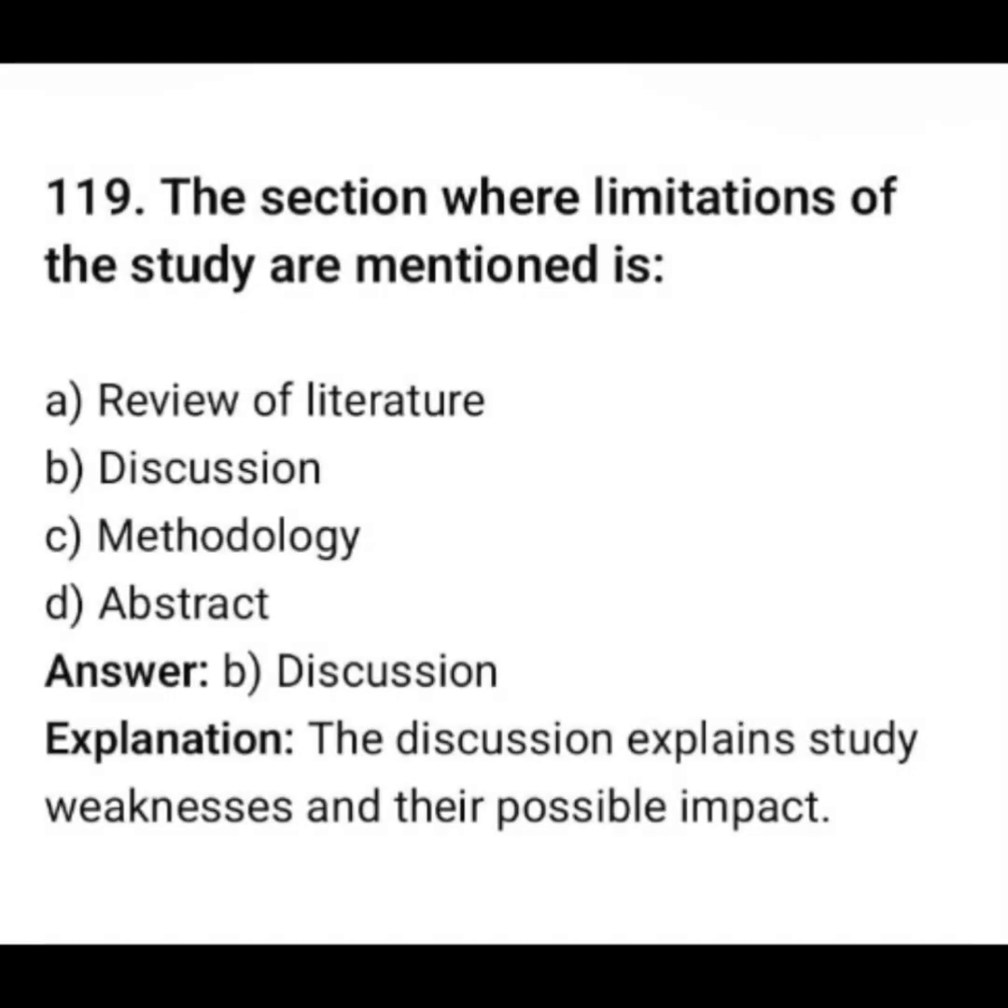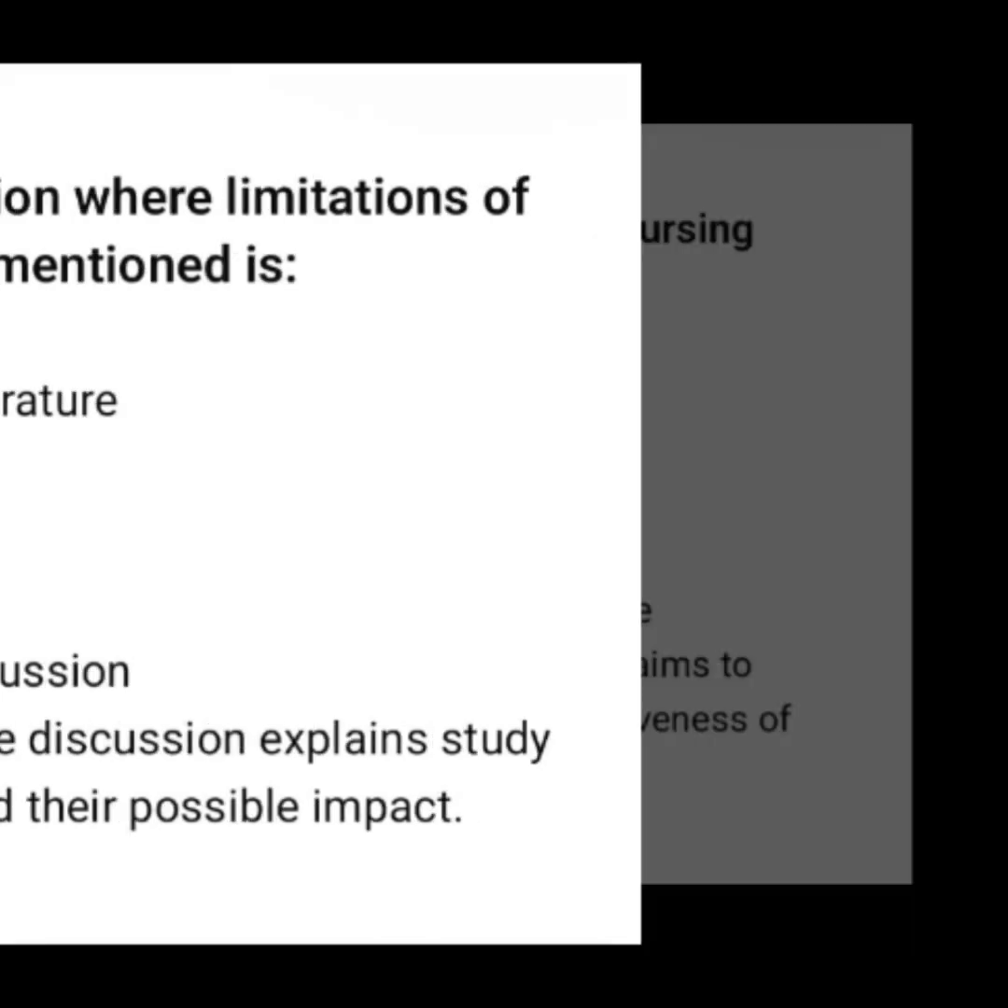The section where limitations of the study are mentioned is review of literature, discussion, methodology, abstract. The correct answer is option B, discussion. The discussion explains study weaknesses and their possible impact.